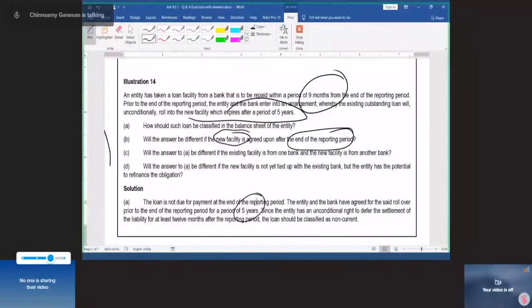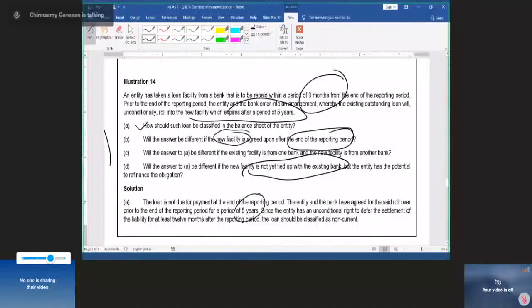Fourth, the answer will be different if the new facility is not yet tied up with the existing bank, but the entity has a potential refinance obligation. In that case also, the unconditional right to defer settlement does not exist as at the reporting date. Accordingly, in the first case, it is a current liability.